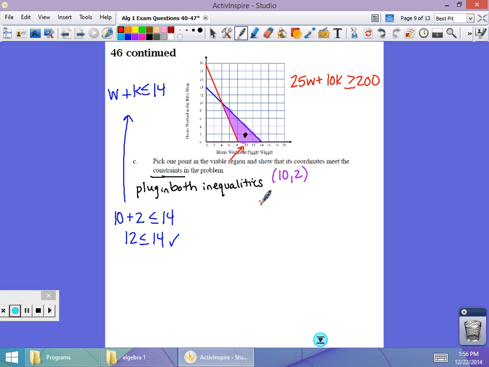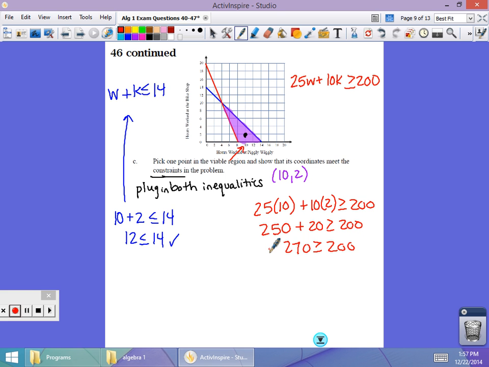Plug it into the second inequality. 25 times 10 is 250, plus 20. 270 is also greater than 200. If I were you, I would restate the point that you plugged in and state that it is a solution and it satisfies both constraints.